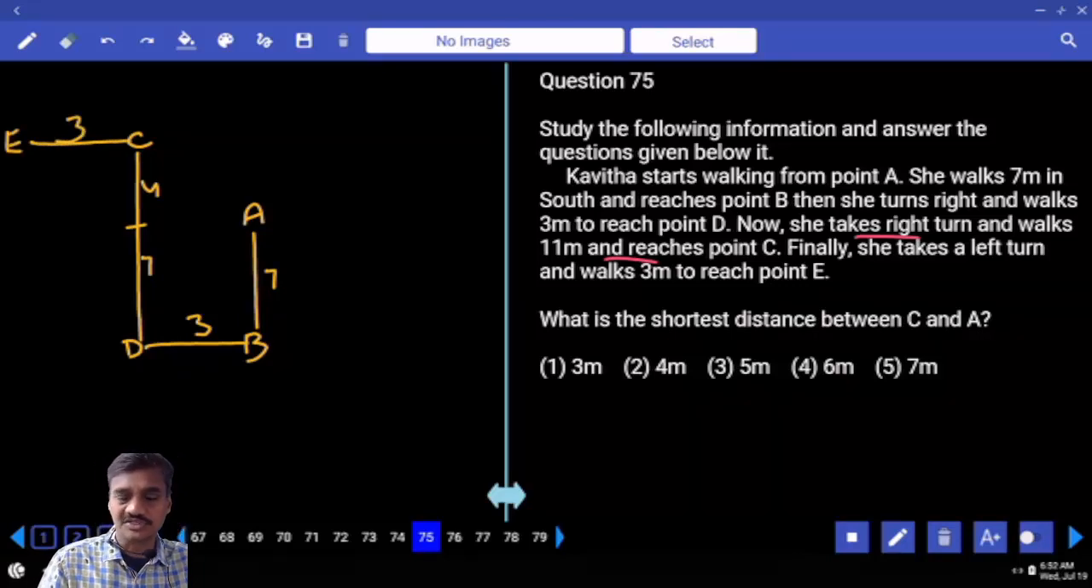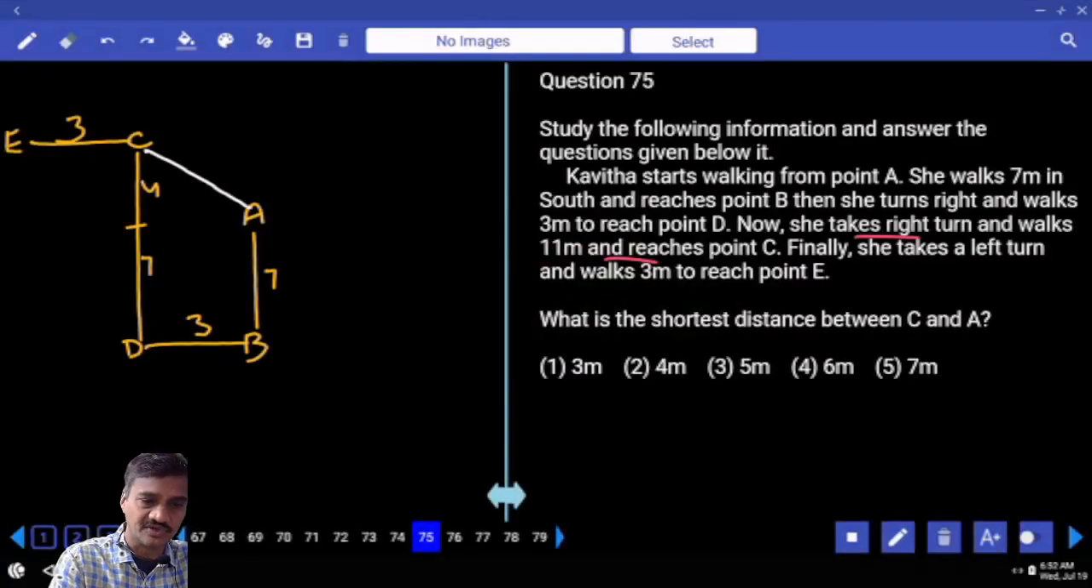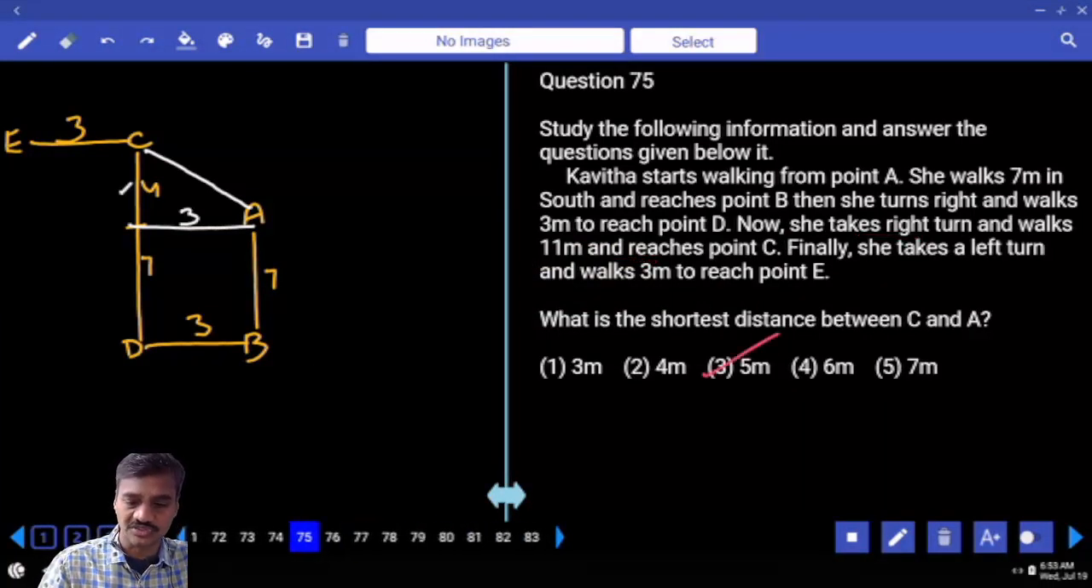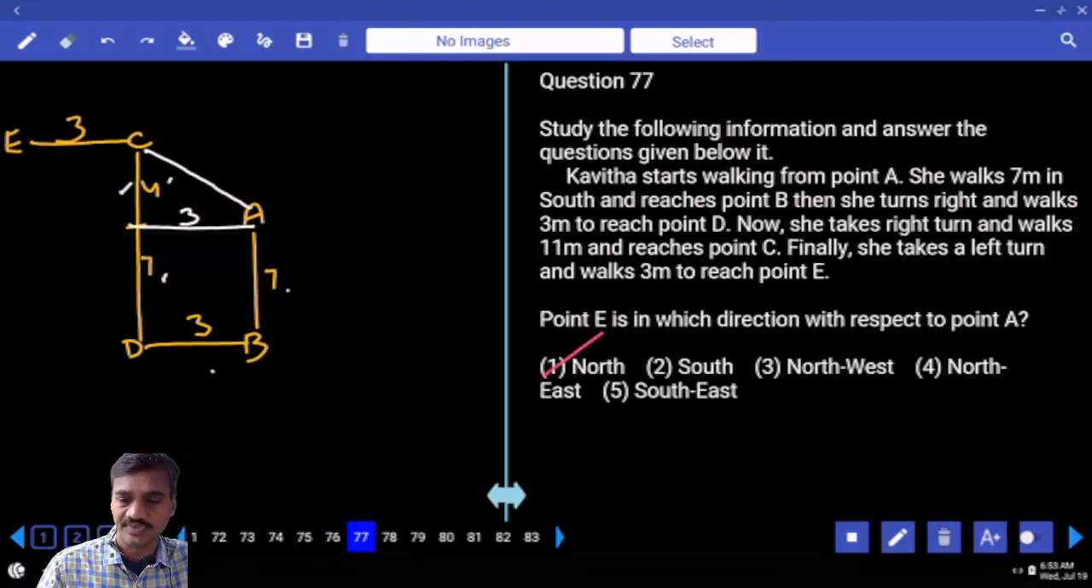Then what is the shortest distance between C and E? Vertical is 4 and horizontal is 3, and the square root of 4 square plus 3 square is 5, that is choice 3. And what is the total distance covered by Kavita? We need to find the total distance: 7 plus 3 is 10, plus 7 is 17, plus 4 is 21, plus 3 is 24, choice 1.